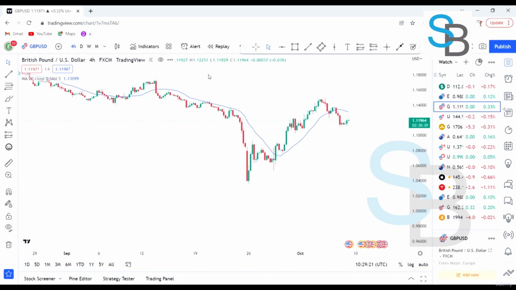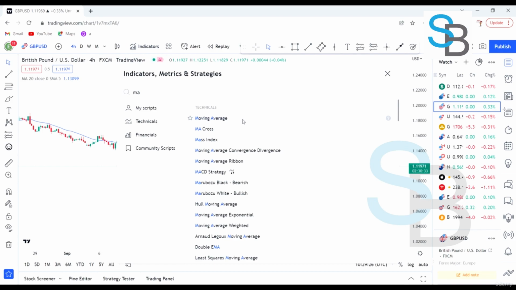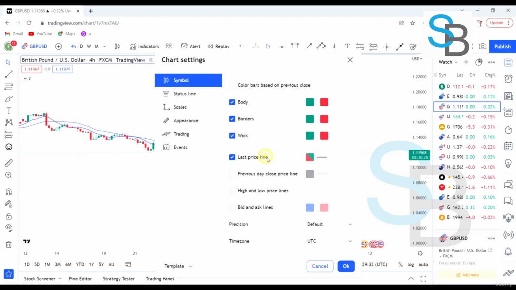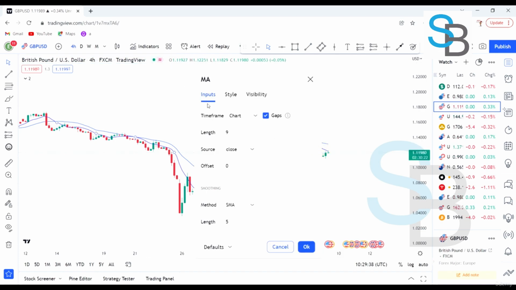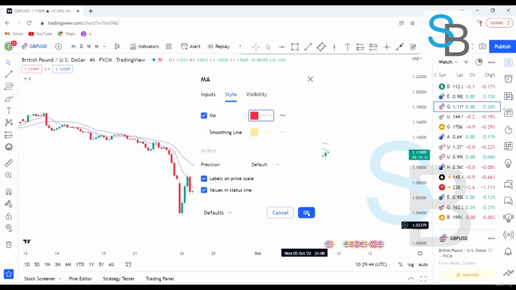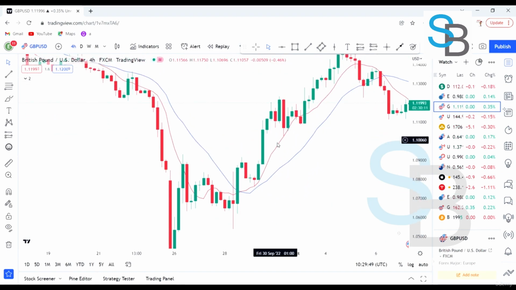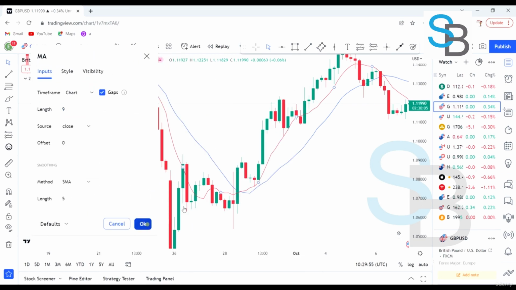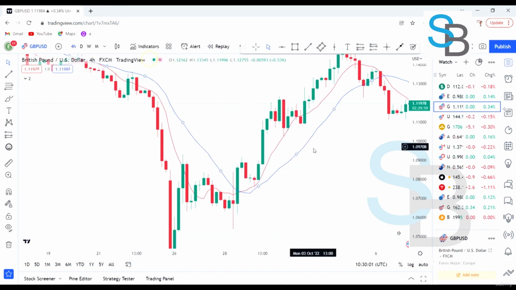Let me just add another moving average indicator, so you see what I'm talking about. Let's just type MA, moving average. So let's change the color of the new one. Let's go to style. Make this red. Okay, now after making it red, we tend to see that this one has 9 periods, while this one calculates based on 20 periods. So we have 9 periods and 20 periods.